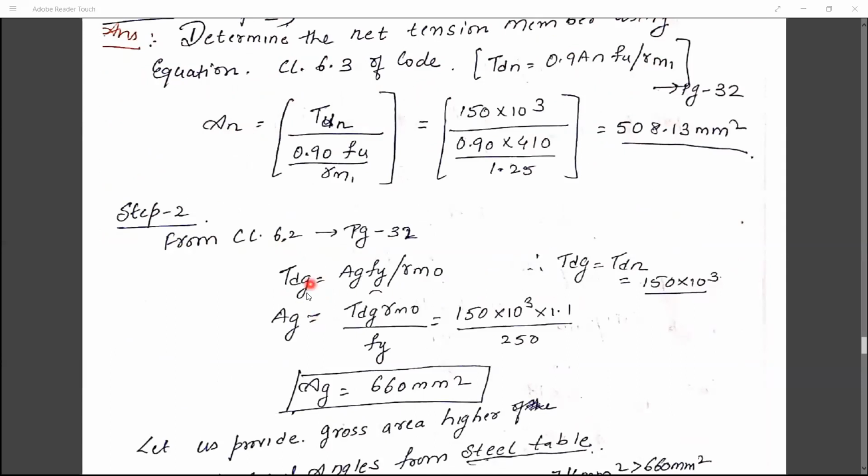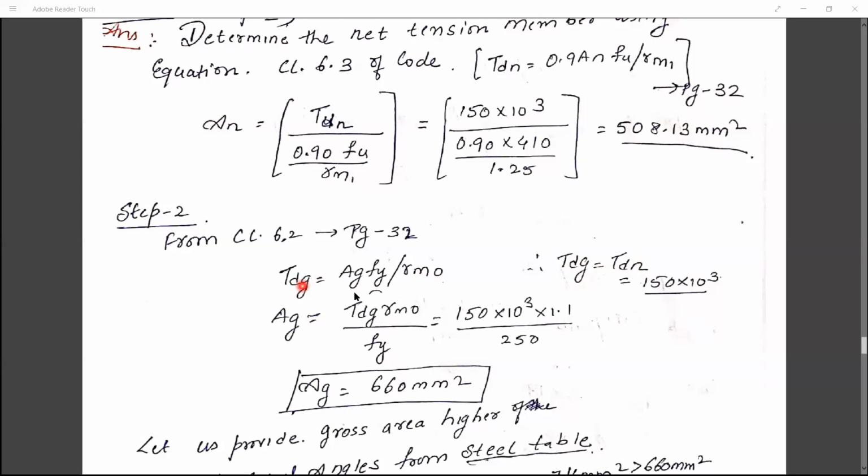For gross area, the formula is Tdg is Ag fy by gamma m0. This is the partial safety factor. You can go to table number 5, page number 30. There, what we are assuming here is that gross area is equal to net sectional area. To determine our load, we are assuming gross sectional area is equal to net sectional area. So for that purpose, we are calculating the gross area.